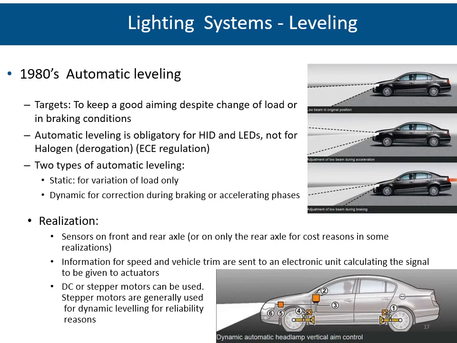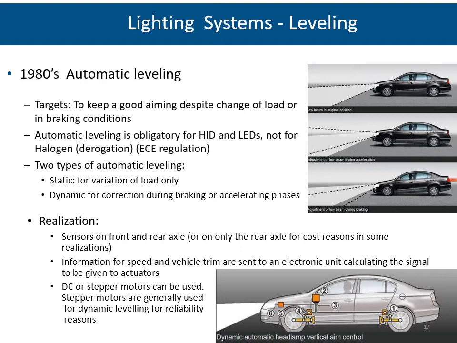Automatic leveling is obligatory in EC regulation for HIDs or xenon systems and LEDs, but not for halogen, having still a derogation. We have two types of automatic leveling. We have a static type that is only for the variation of a load, and we have the dynamic systems for correction, both for the load naturally, but also for braking or accelerating.